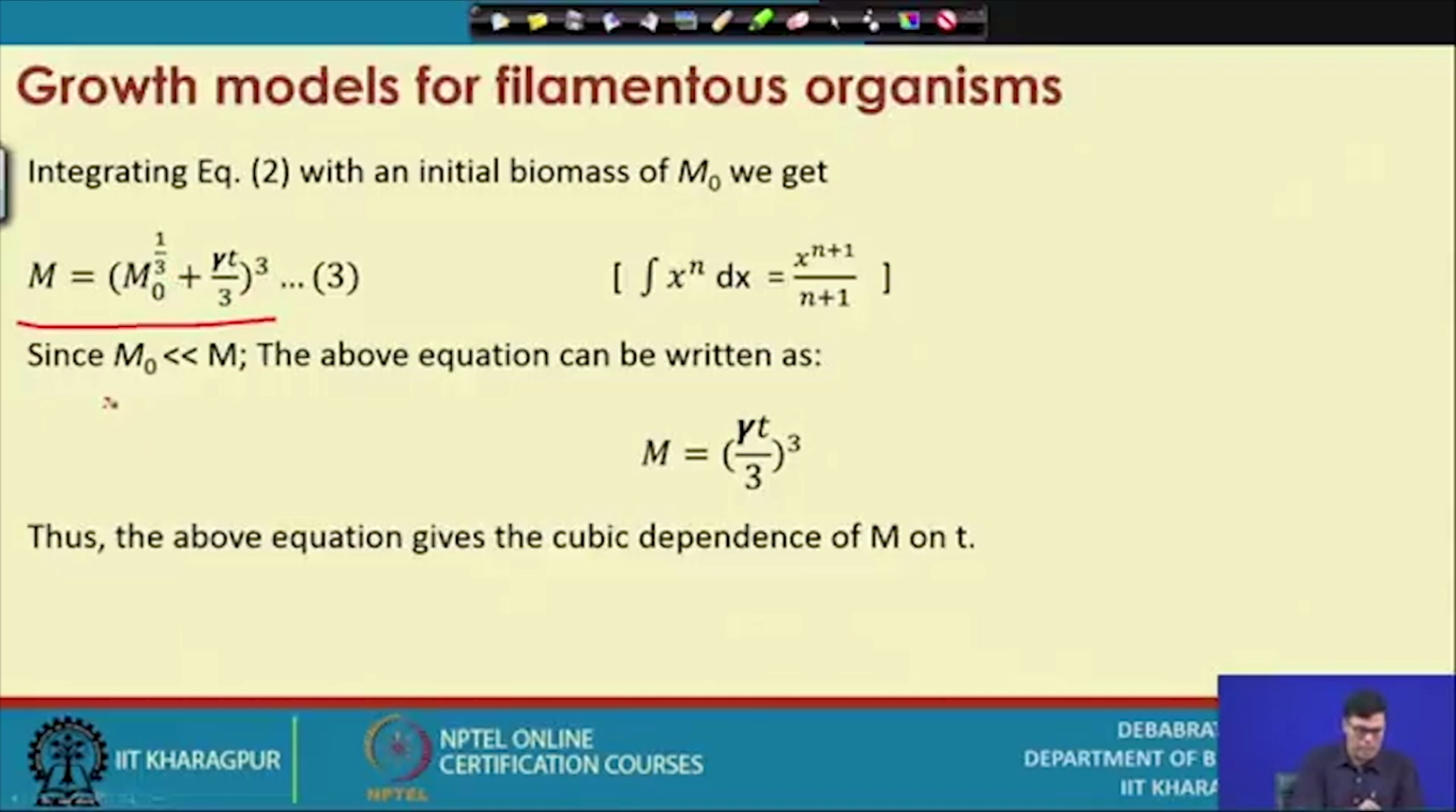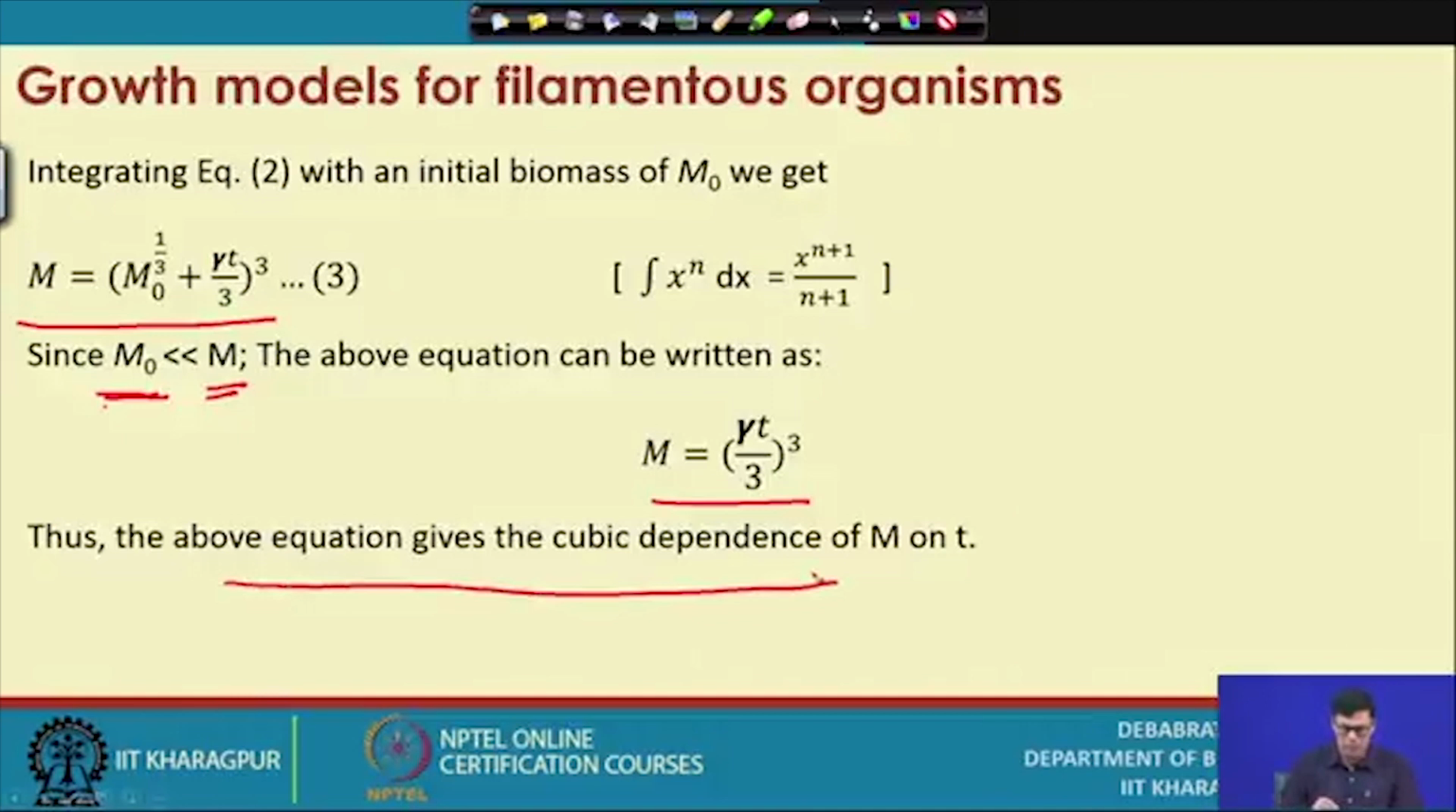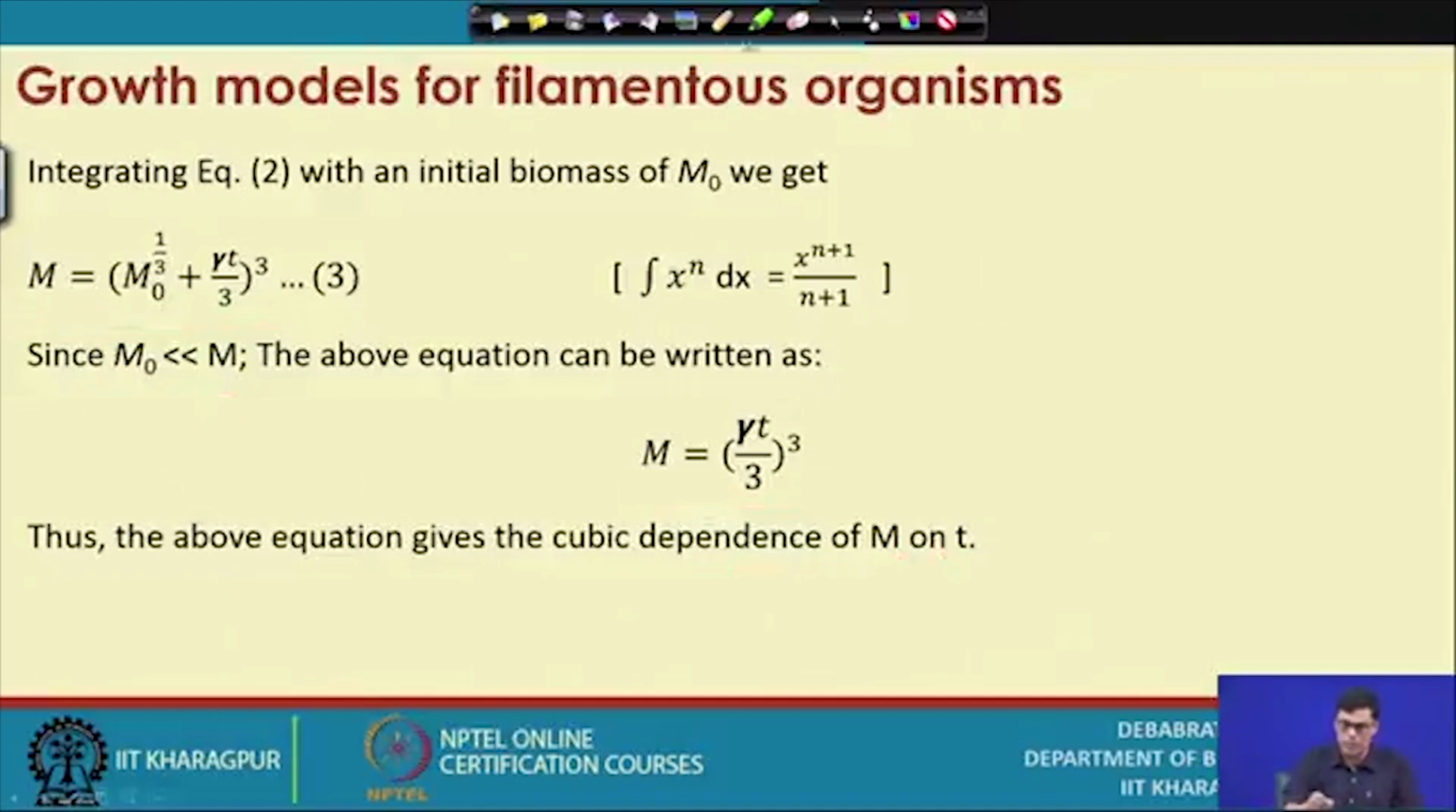Now, if we assume m0, the initial mass of the pellet, is negligible as compared to the final mass, then we can write this equation in this form, and this is how we can develop the correlation. The above equation gives the cubic dependence of the mass with respect to time. So, this is how we can develop the growth model in case of filamentous type of organism.